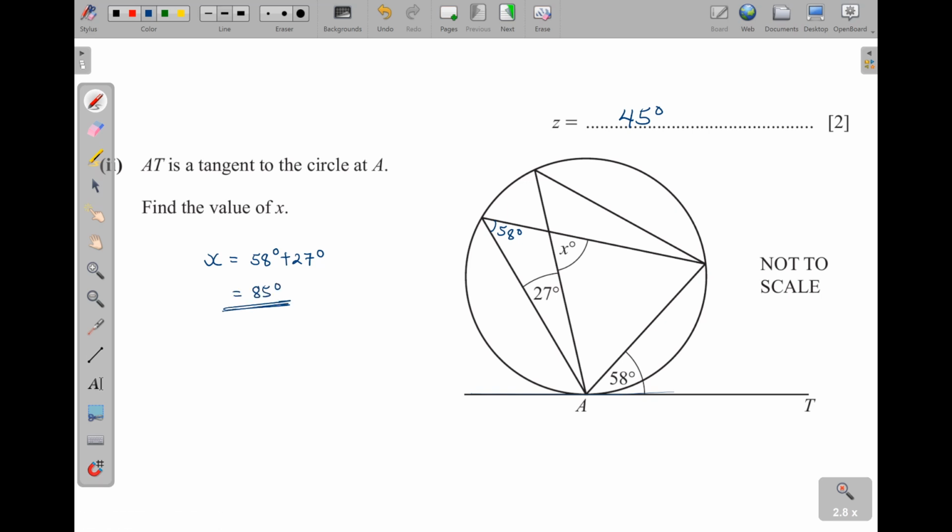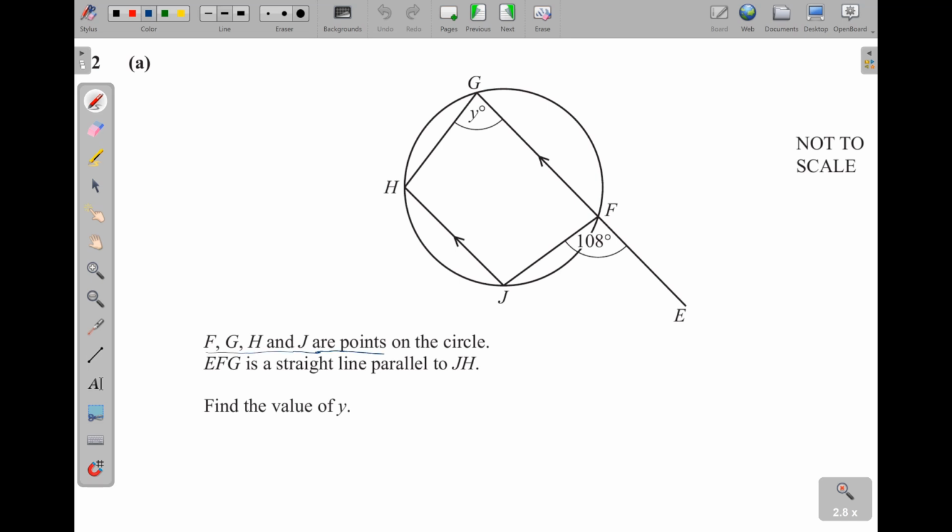As simple as that. Next, F, G, H, and J are points on the circle. EFG is a straight line parallel to JH. Find the value of Y. Now, since these are parallel lines, this angle here will be equal to this angle here. We have something like a Z. Those are alternate angles, you see? Or we can look at this one here. This one here is equal to that. So this is 108, even this one will be 108. So I'm going to write this one here as 108 degrees.